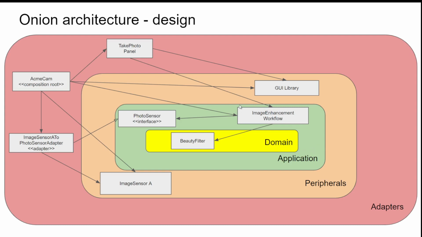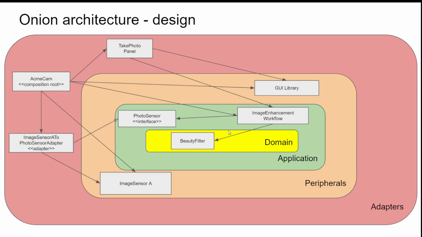As we can see here, now the layers are not on top of each other, but we have a central component, and then the central component is surrounded by less important, more peripheral components.